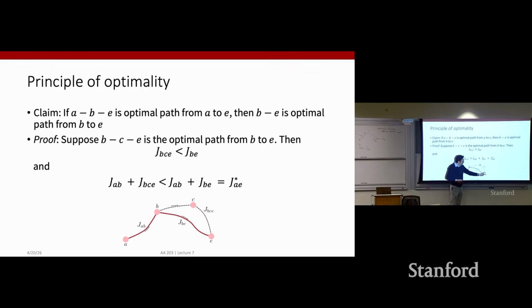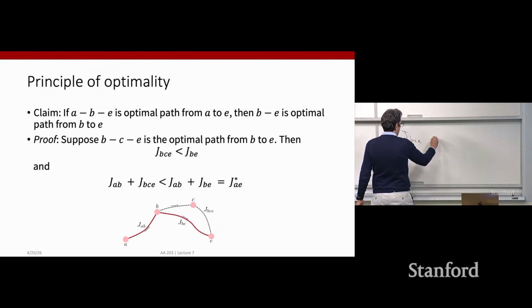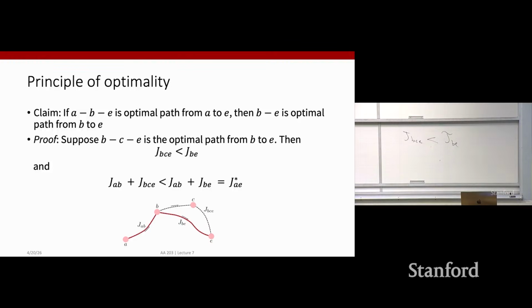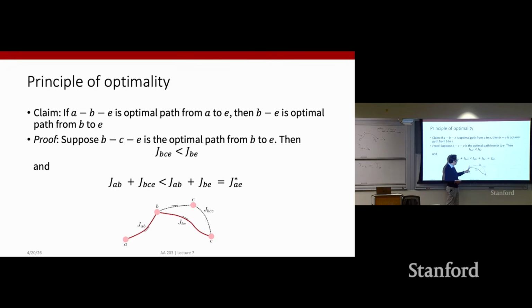If this total path is indeed the optimal one for the problem that starts at B, it means that going to C first and going to E, let's call this cost JBCE, is less than JBE. JBE is the cost of the red highlighted path. JBCE is the cost of going to E, first going through the state C. The cost of this different path.